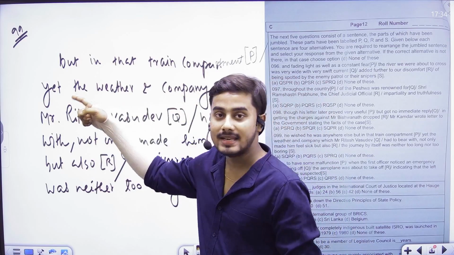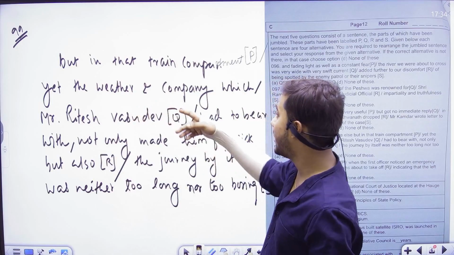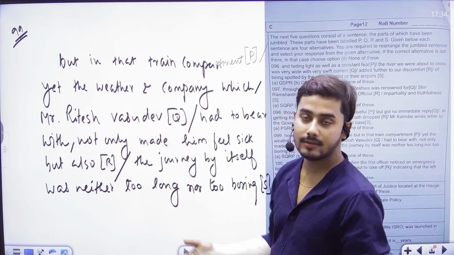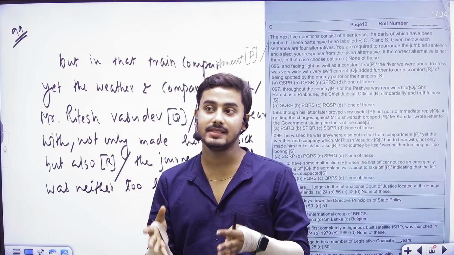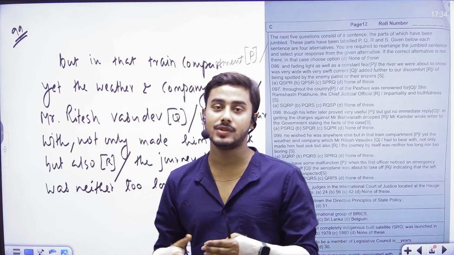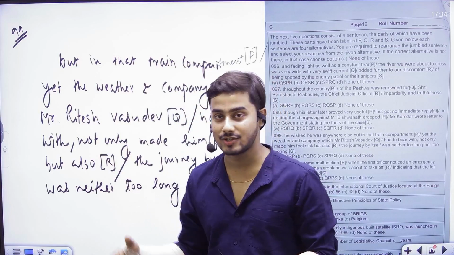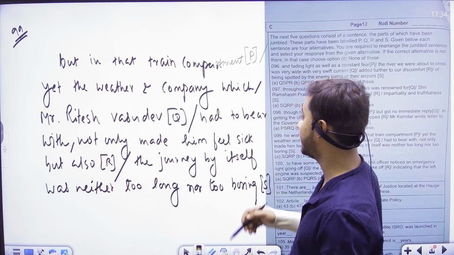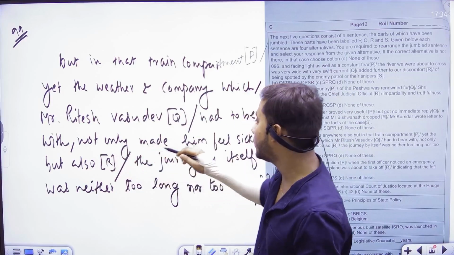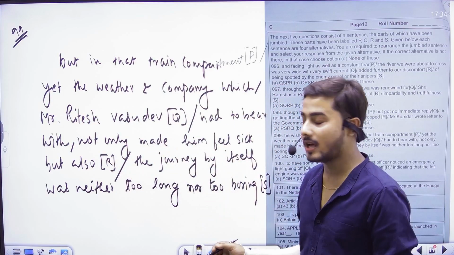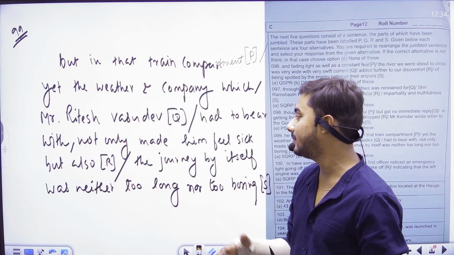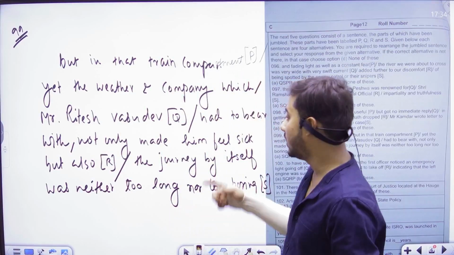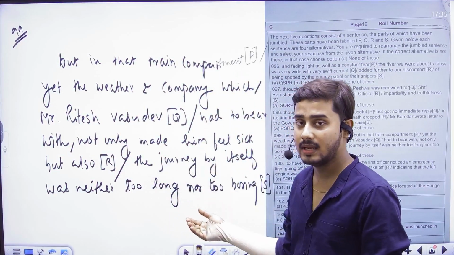So if I look at the next option, yet the weather and company, which Mr. Ritesh Vasudev. So again, yet needs to come after there is a situation in a sentence which is very contradictive to whatever the action of the sentence having the word yet has. So we have not got that part of the sentence yet. Had to bear with not only made him. So him is basically a pronoun, and him को समझने के लिए पहले हमें noun समझना है. Pronoun noun के बिना नहीं रह सकता एक sentence में. तो हमें पहले noun को रखना है, उसके बाद ही हम him ले सकते हैं.